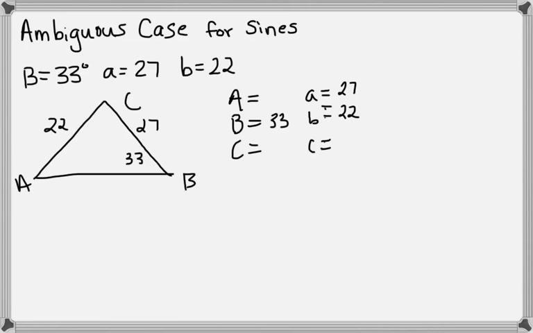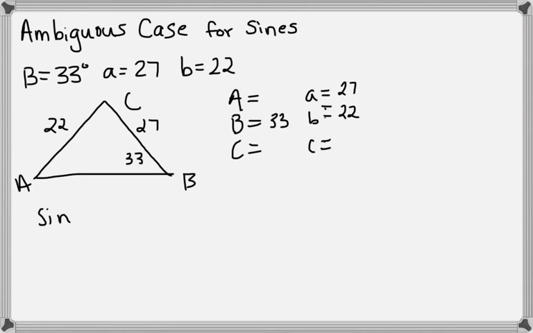I label the given information first so I know what I have. I can already tell you I've got to find angle A first. Since I've got these two, I'm going to have to use B and sine B, and I'm going to have to use sine A and A, because I have to find that missing part first. I don't know anything about C, so I can't actually do C yet.